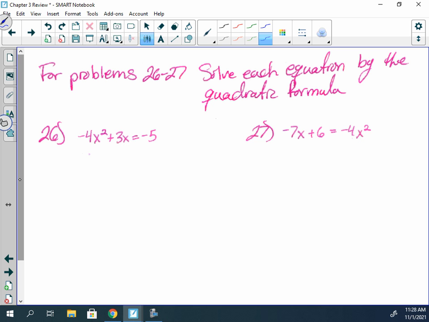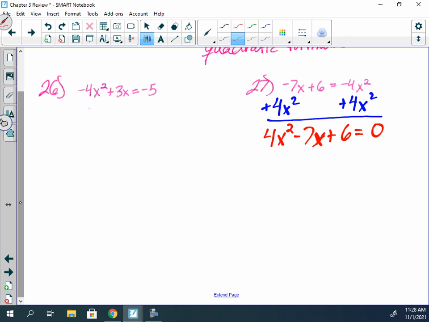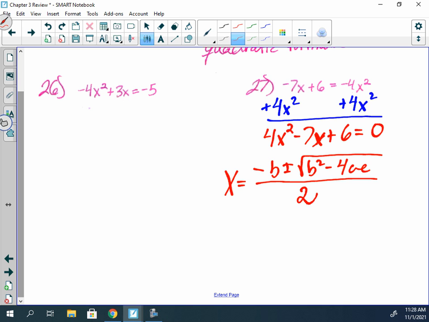So for 27, we do need to move the 4x squared over, so we can add it to both sides. And if we add 4x squared to both sides, we're left with 4x squared minus 7x plus 6 is equal to 0. Now this one asks for us to use the quadratic formula. So negative b plus or minus the square root of b squared minus 4ac, all over 2a.